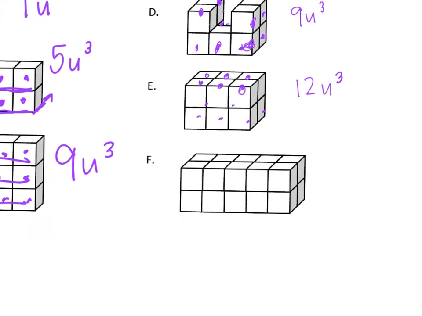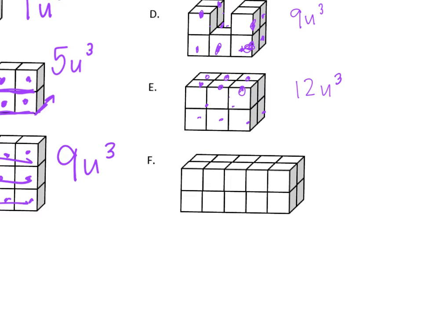Okay. And then finally, again, I'm going to say, okay, I see that I have 1, 2, 3, 4, 5, 6, 7, 8, 9, 10. And I know that that's the top layer, but I have another 10 underneath it, right? Because there's one on each side. So that's going to give me 20 cubic units. All right.